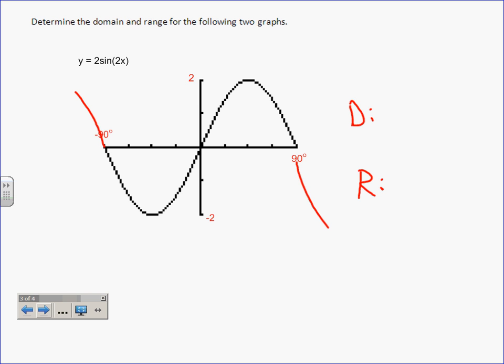Are there any X values basically that don't get graphed? Or are there any asymptotes is really what you're looking for? Is there any that cause a problem? No. So what you say is all reals. We don't want imaginaries here.